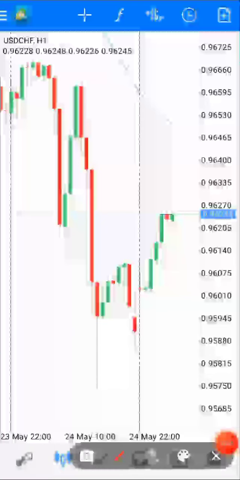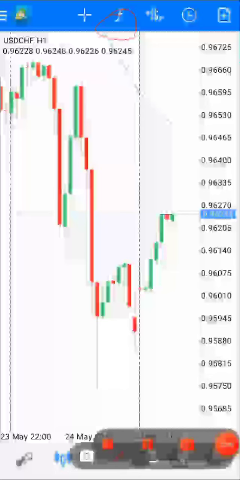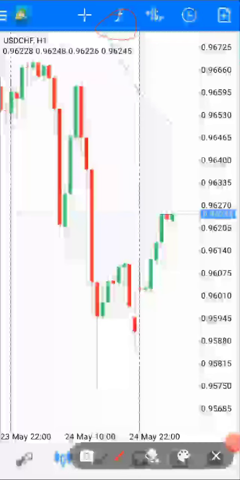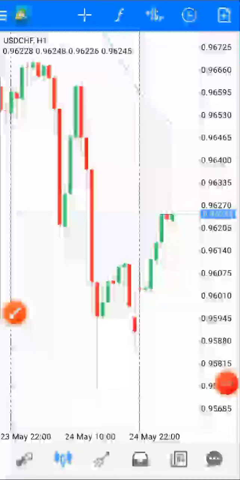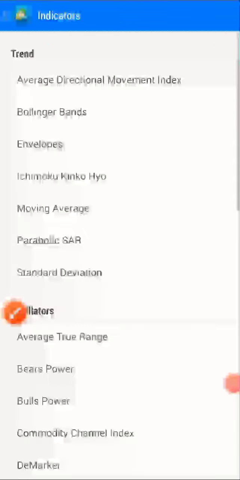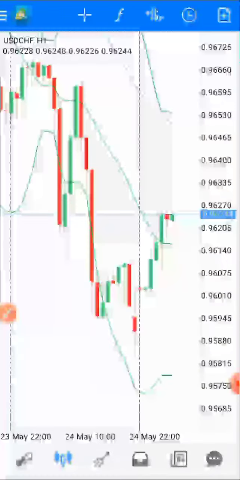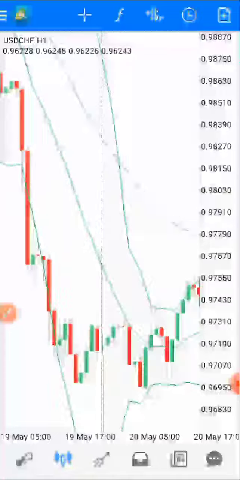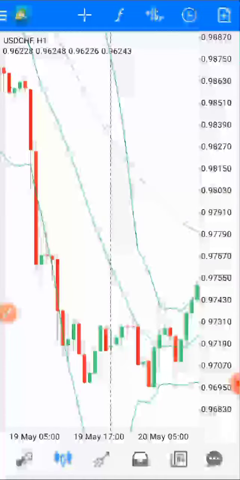We touch this F again. As you can see, this letter F, we touch it. So let's go again. When we touch it, you now see this. When you have one indicator on your chart, just touch that. So let's touch it and see. We touch it, Bollinger Band. Let's add Bollinger Band. Done. This is Bollinger Band on my chart. The green three lines is called Bollinger Band.